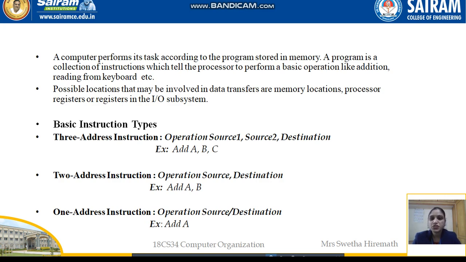The first instruction type is the 3 address instruction. This 3 address instruction has a notation like operation followed by source 1, followed by source 2, and destination. For example, if we want to perform an add operation on A and B, whatever is stored in A and whatever is stored in B will be added, and the sum will be stored in the destination C.